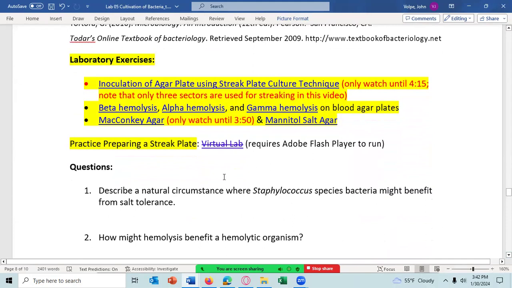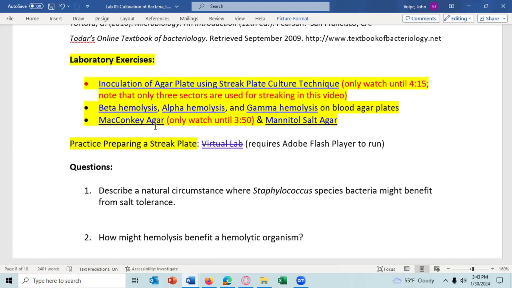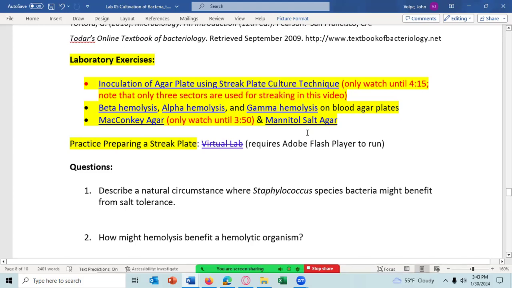We have a video for you to watch on beta hemolysis, alpha hemolysis, and gamma hemolysis. We have a video on MacConkey's agar. On MacConkey's agar, you only need to watch this video for 3 minutes and 50 seconds into the video. After that time, you can cut the video. It's probably talking about something specific. And in this case, we're only looking at the characteristics of MacConkey's agar and what you can use it for. And then we have a video on mannitol salt agar. So watch that video.